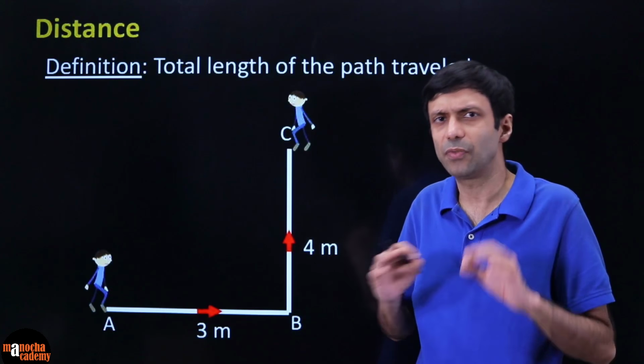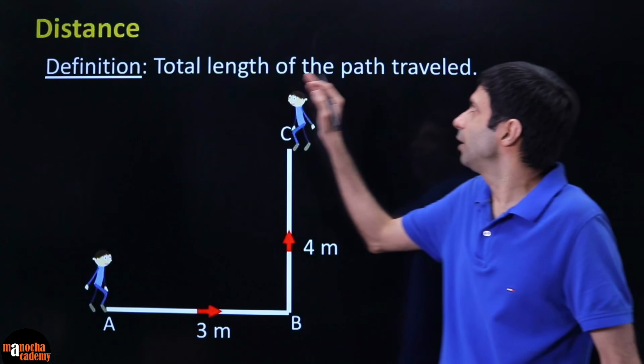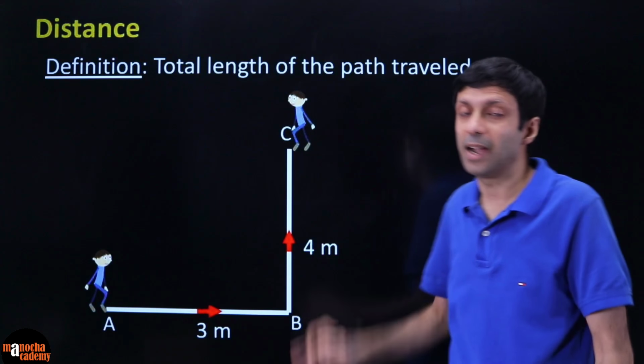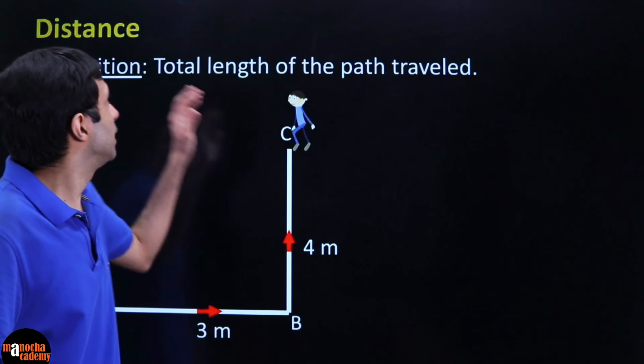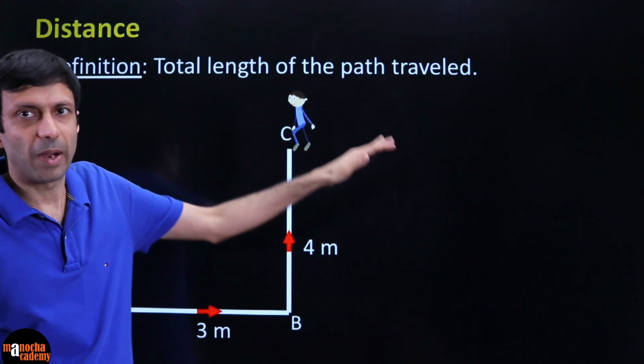Now let's talk about the concept of distance. What is the meaning of distance? Very simple definition: total length of the path traveled. And again, please watch my videos. I've explained it in detail over there as well. So distance means the total length of the path traveled.